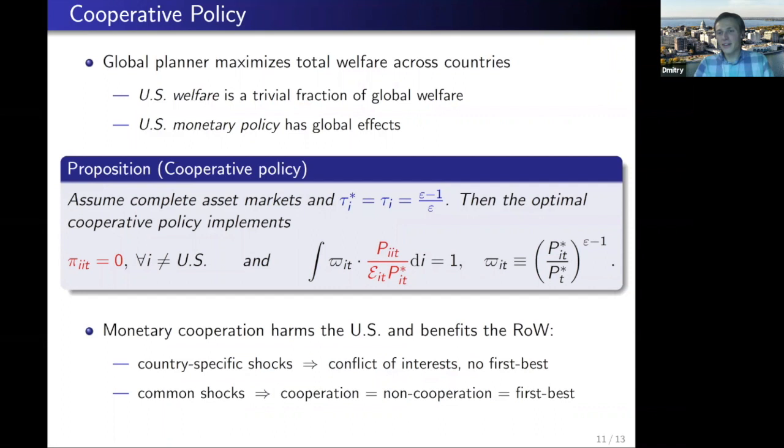the US, and to see what is the optimal policy in this case.